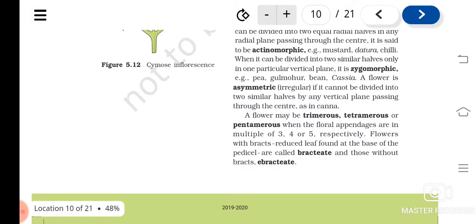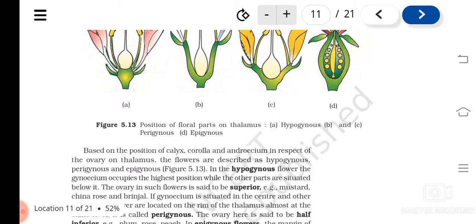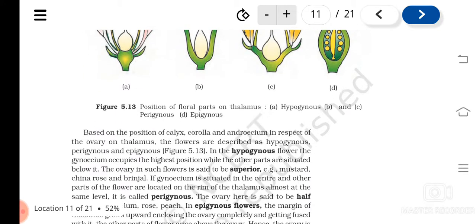Then the flower can be trimerous, tetramerous, or pentamerous. What do you mean by all this? Trimerous means the floral parts are 3 or multiples of 3. Tetramerous means 4 or multiples of 4. Understood? Pentamerous means 5 or multiples of 5. Then the flower can be bracteate or ebracteate. Bracteate means a bract is there, a leaf-like structure at the base of the pedicel.